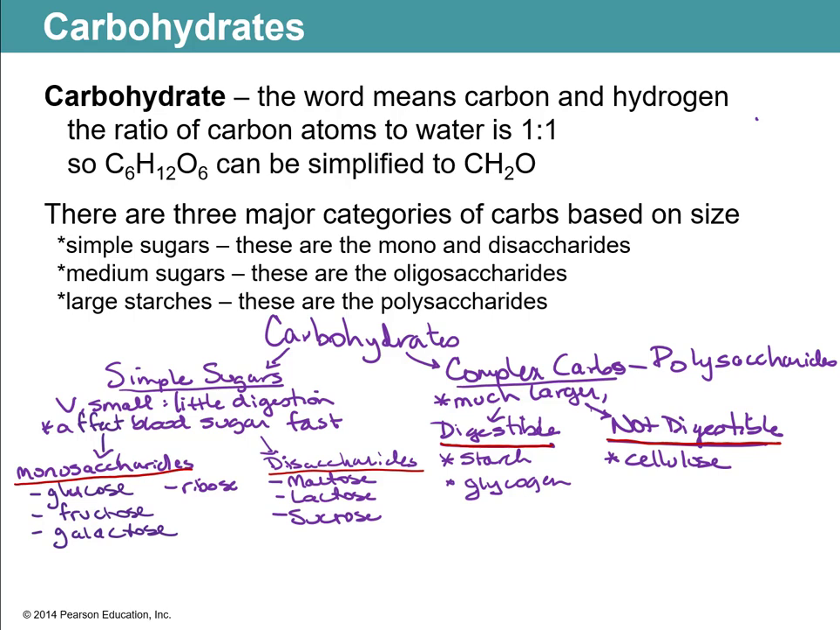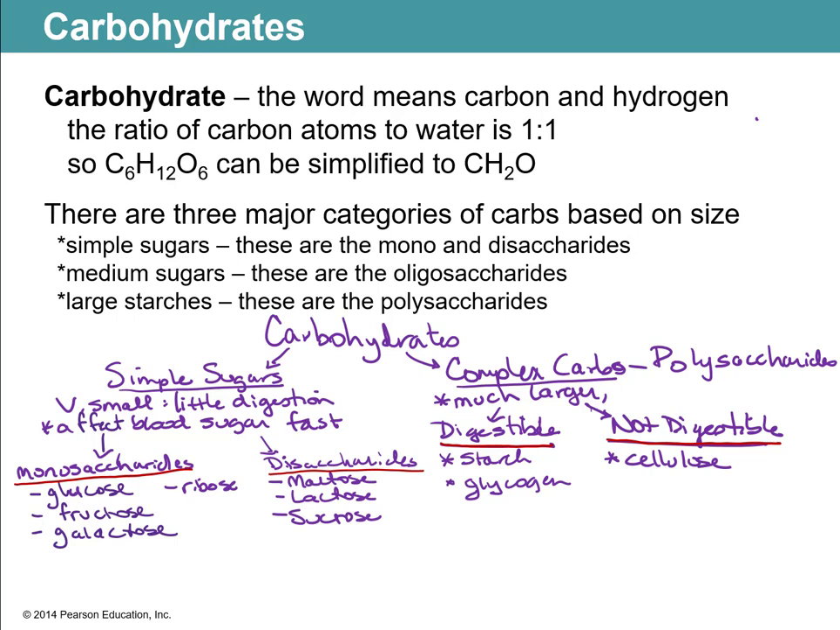Polysaccharides are huge, much larger compared to those simple sugars. While simple sugars are either one sugar or two sugars, the polysaccharides are hundreds or thousands of sugar units. And really, we can divide them into two groups. We can talk about the ones that you can digest and the ones that you can't.